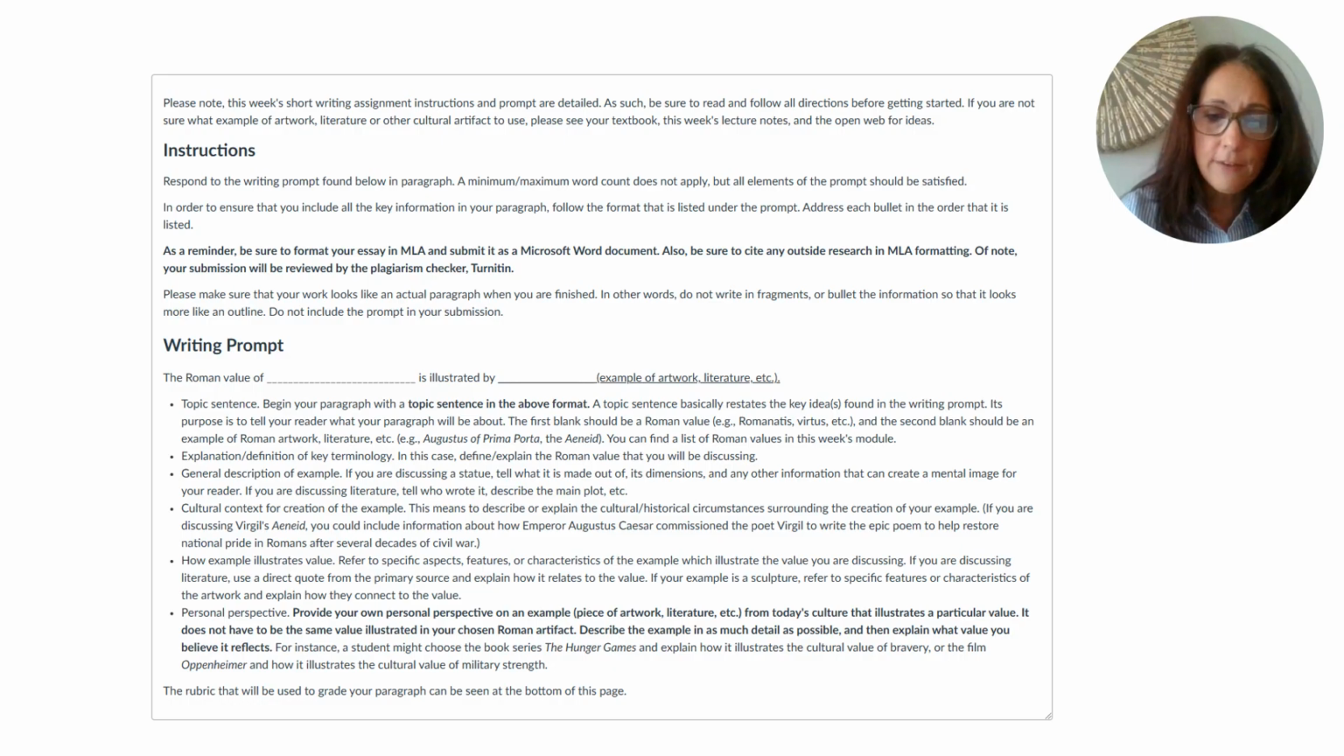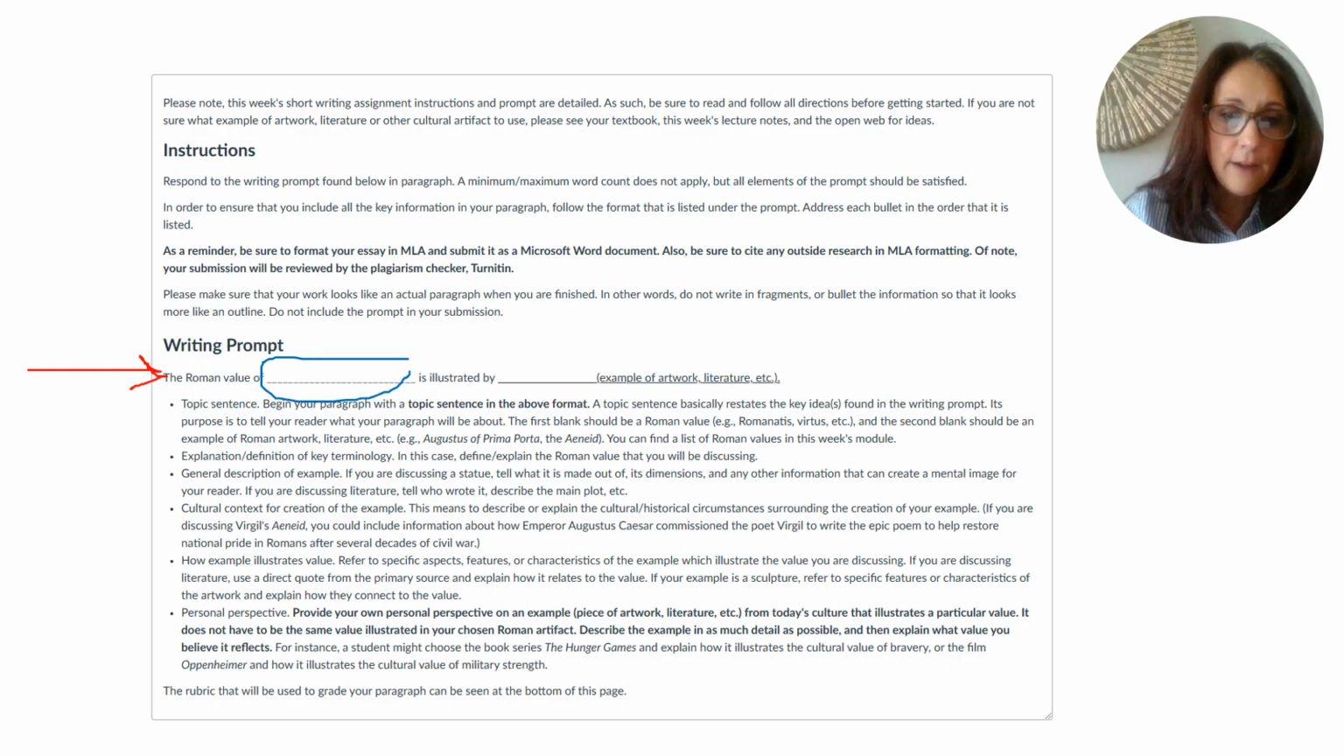And I have given you a very specific format to follow, and you're going to find in the rubric that following this format is one of the requirements. The Roman value of blank is illustrated by blank. So in that very first blank, you are going to place a value.